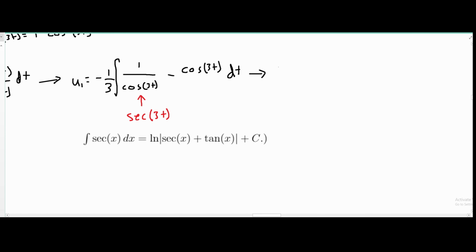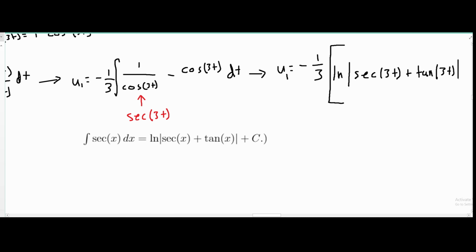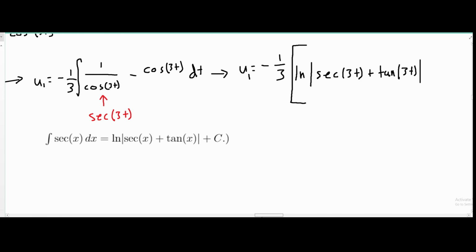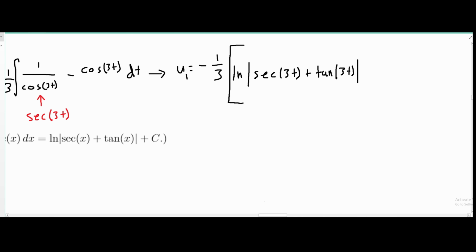That's going to mean that u1 is equal to negative 1 over 3. And we're going to solve out the integral here. So we have ln, absolute value, secant of 3t plus tangent 3t in absolute values. And the negative cosine of 3t, the integral of that is just going to be negative sine 3t over 3.